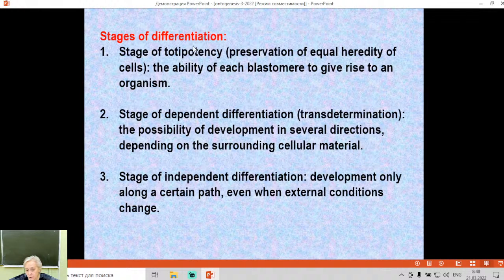And states of differentiation. First stage, state of totipotency. Preservation of equal heredity of cells. The ability of each blastomere to give rise to an organism. This ability of the human blastomere persists until the state of four blastomeres.